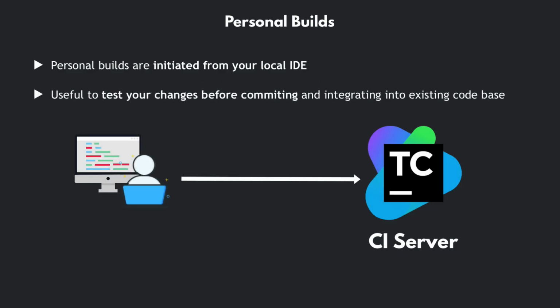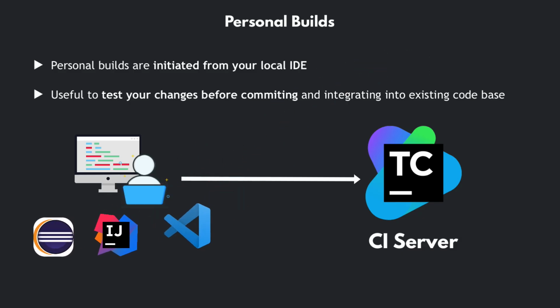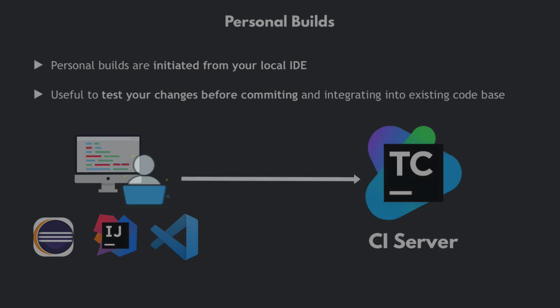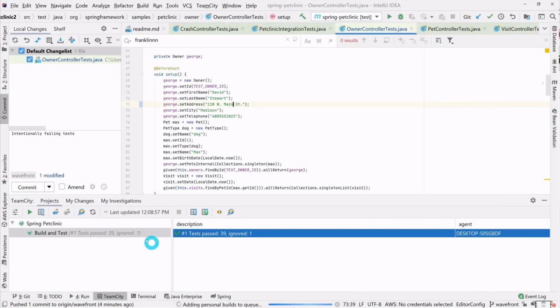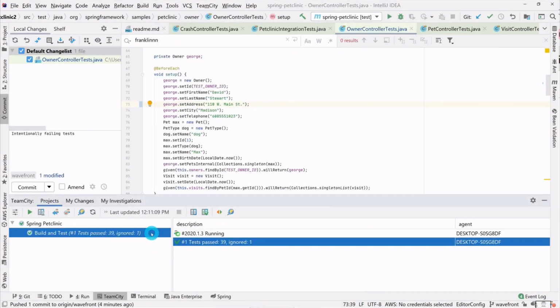This can be really useful if you want to test your changes before committing your code. Personal builds are available for all major IDEs like Eclipse, IntelliJ, and Visual Studio. So if you have TeamCity plugins for these IDEs, you as a developer can also see build status, configuration, and all this information in your IDE without leaving your local development environment.